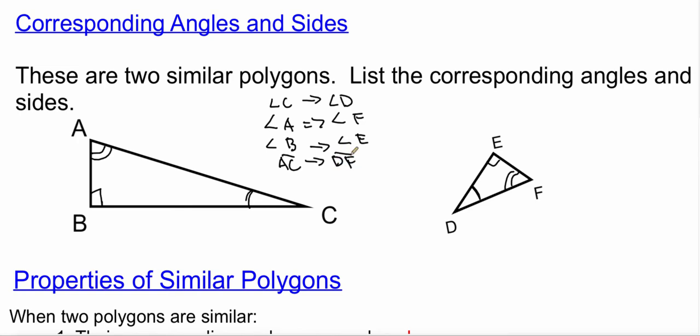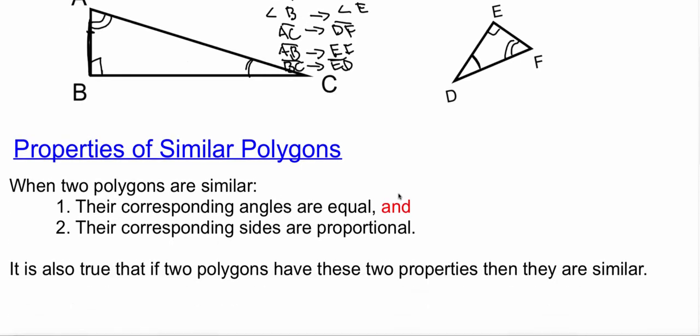Now let's look at side AB. AB is between right here. We have my 2 ticks and we have my square. So between 2 ticks and squares, AB corresponds to EF. And then we have my last one. We have BC and we have ED. So then BC corresponds to ED.